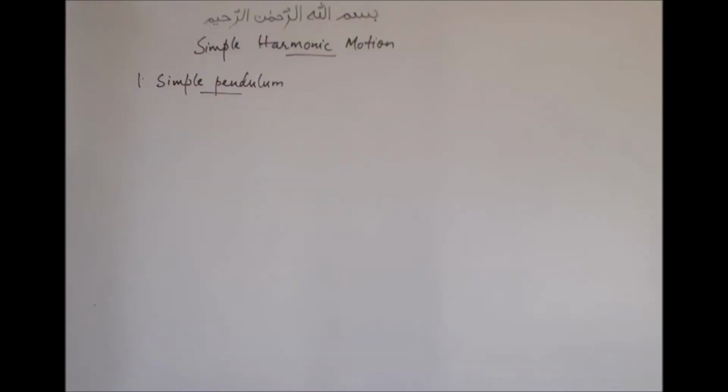Hi friends, in this part we are going to look into different types of systems executing simple harmonic motion. Simple harmonic motion is a type of motion in which the acceleration is proportional to the displacement from the equilibrium position, and this acceleration is always directed towards that equilibrium position. So the first case which we will be looking at is the simple pendulum.